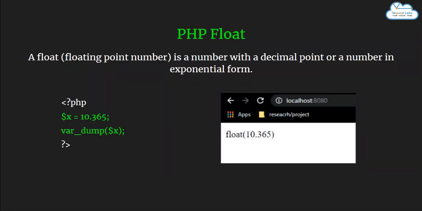Next, we will be seeing PHP float. Now a floating number is nothing but a decimal number. It is also called a double. Float, that is a floating point number, is a number with a decimal point or a number in exponential form, right? So that is .365, .2, .5, 10.2, 10.5, 11.2, 11.5. All these things are called decimal numbers, but in programming languages we call them float numbers or double numbers.